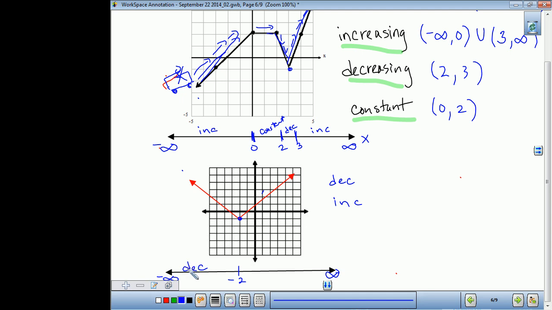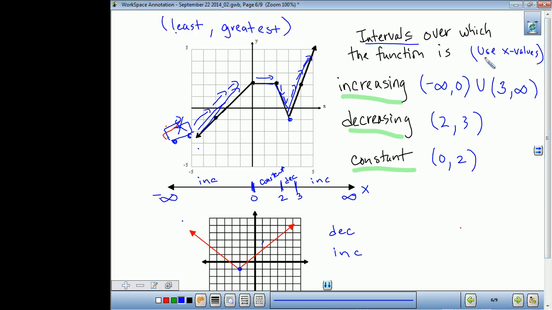Yes, Rose? Whenever you're notating the increasing and decreasing and the constant, you always use the x values? Yes, we're always going to use our x values when we're giving our intervals of increase, decrease, or where the function would remain constant.